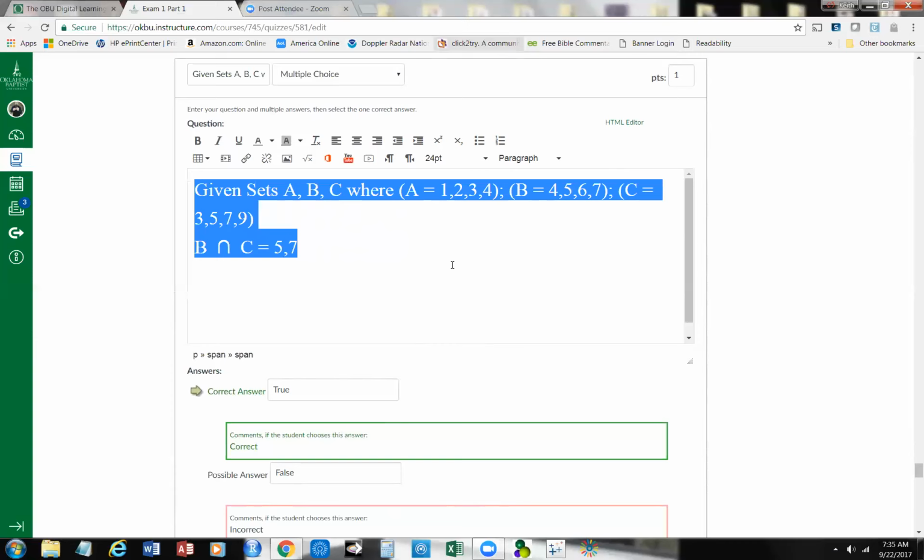Now, given sets A, B, and C, we want to know what is the intersection of B and C. And B and C share 2 elements, 5 and 7.